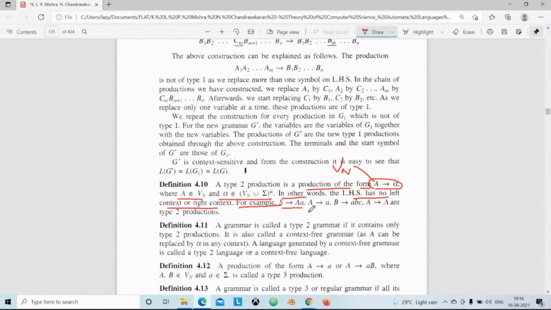S implies A, A implies a. On the left hand side, you can see there is no left context or right context; there is only one variable. On the right hand side, here you have a combination of variable and terminal, here only terminal, and here all are terminals. You can even have empty, because this is an asterisk, so empty is part of the set. These are type 2 productions.